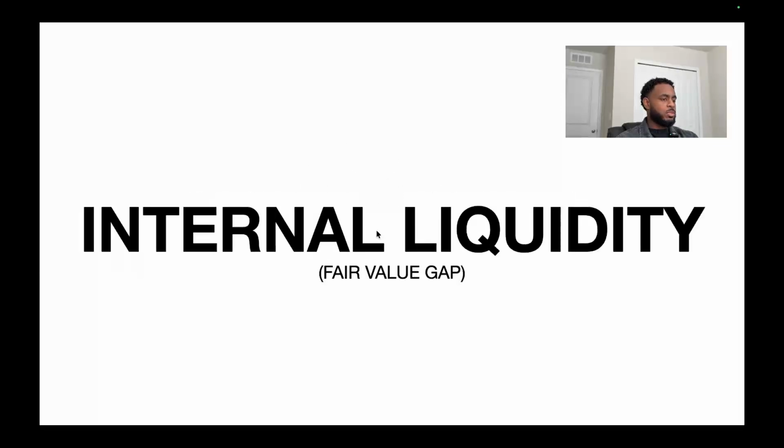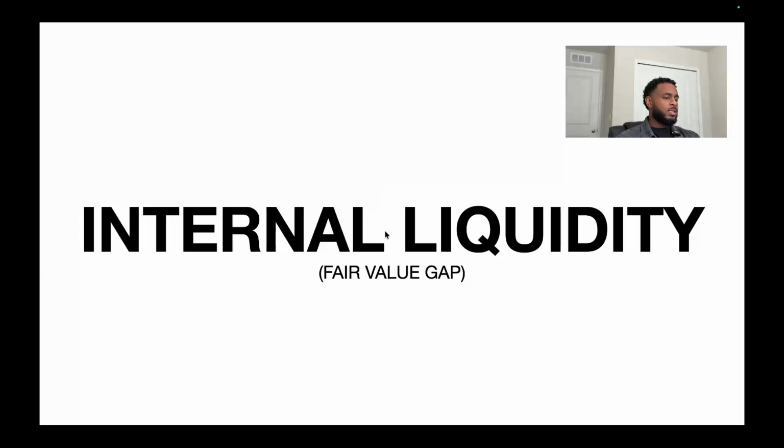And there are two types of liquidity, internal and external. Price is always seeking to fill internal liquidity, and then move to external, and then back and forth, external to internal, internal to external. Price is always moving to one of these two liquidity pools.